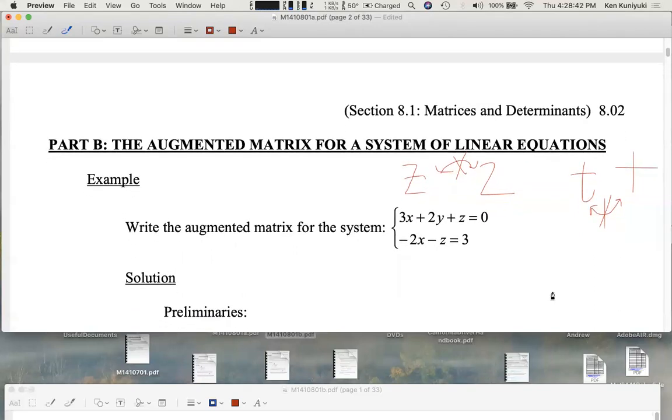Okay, now what's the idea behind writing an augmented matrix? I say augmented because we're also going to consider the right-hand sides here.